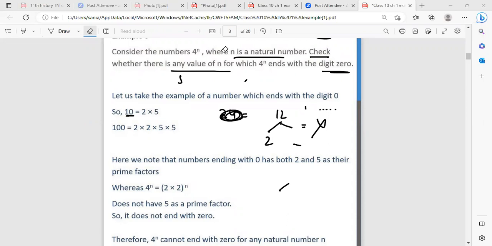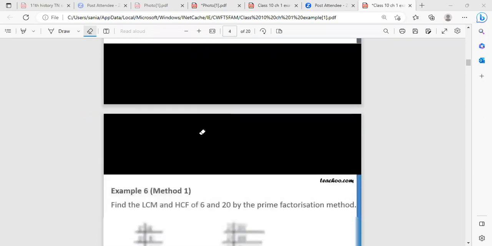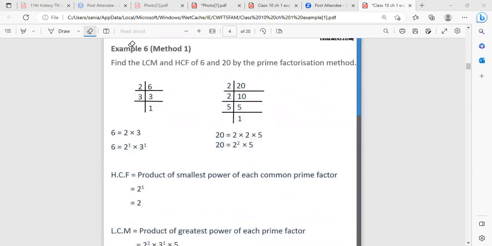Okay. Now, coming to the next one, we have to find the LCM and the HCF. Very, very important. Steps for both are the same for LCM as well as HCF, right? But the only thing is that there is a difference. This is least common multiple. That is highest common factor.